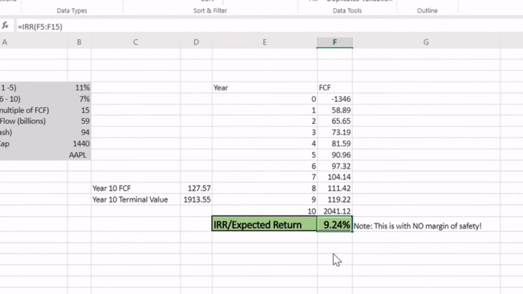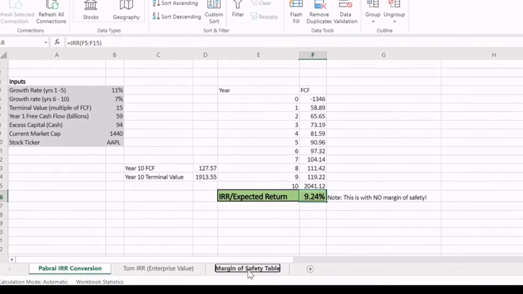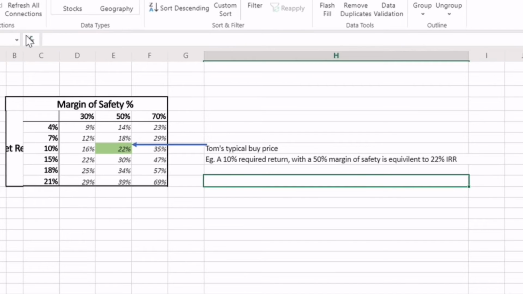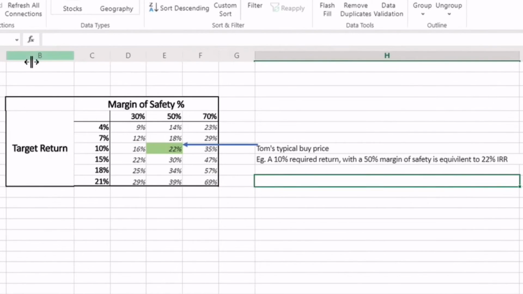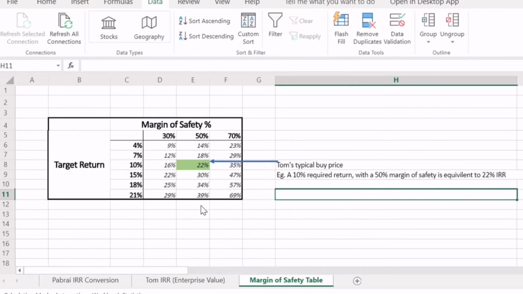Now, it's very important to note here that this 9.24% has zero margin of safety. So stick around for the second half of this video because I'm going to show you a table basically that I've put together which will show you at what sort of expected return I would actually invest in that business. So if I go across to my margin of safety table here, we've got a bit of a table of some of the numbers that I'm typically looking at.